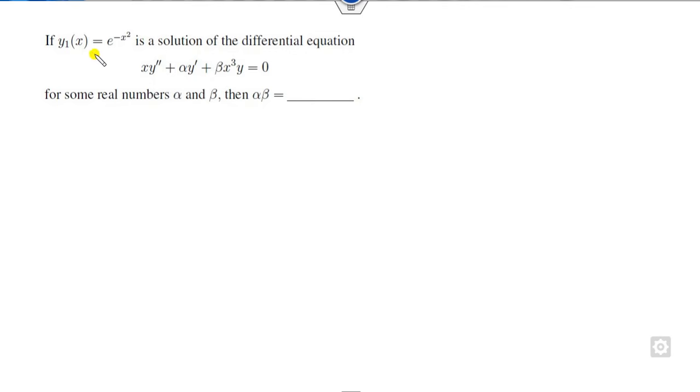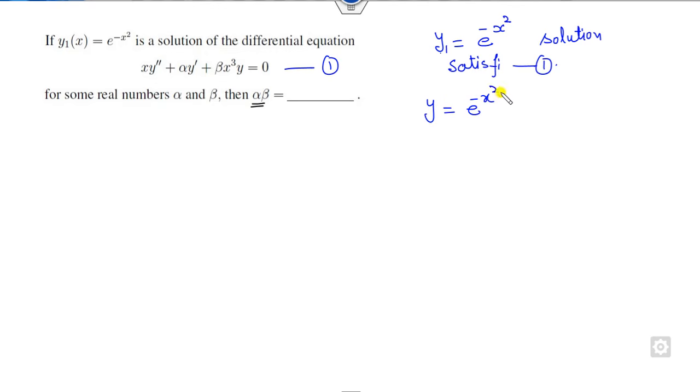Okay, look at that. If y1 is the solution of this, you have to find the value of alpha and beta. That's again very simple. What is the meaning of this solution? It means it satisfies this equation number 1. So we have to take the derivative. I can consider y as e raised to power minus x square. What is y dash? It is e raised to power minus x square times minus 2x, and I can consider this term as y, so it's minus 2xy.